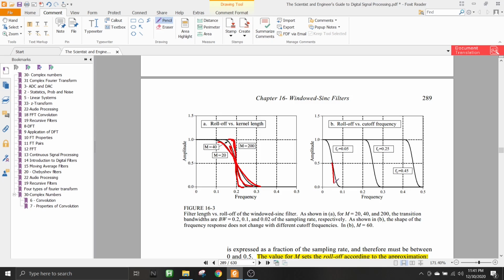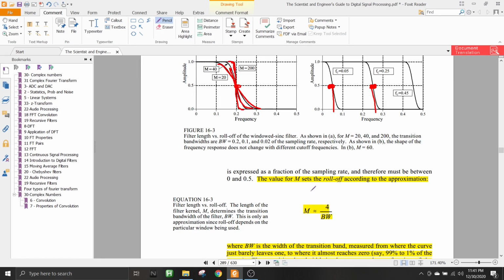Instead of happening here, it will happen here. Here all of them were in the same location, but here their location is changing. If you set FC as 0.05, it will happen here. If you set FC as 0.25, it will happen a bit to the right, and so on and so forth.